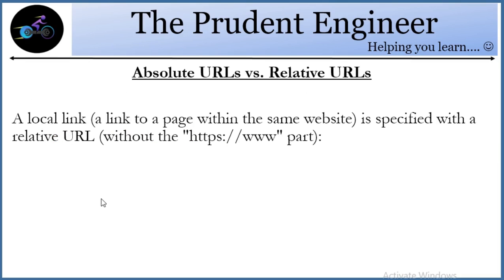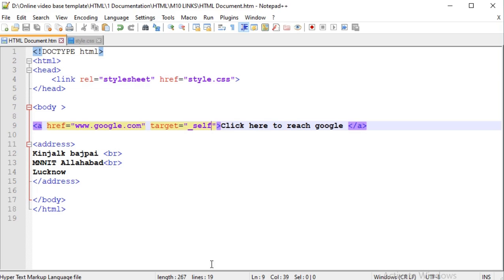Now there is a concept of absolute URL and relative URL. Absolute URL is what I showed you here. You just specify a simple address of a website, so that when you click somewhere, it will take you to that website. That is called absolute URL.